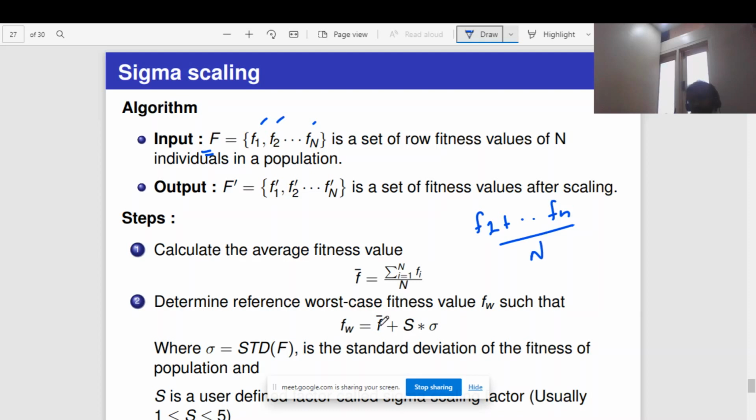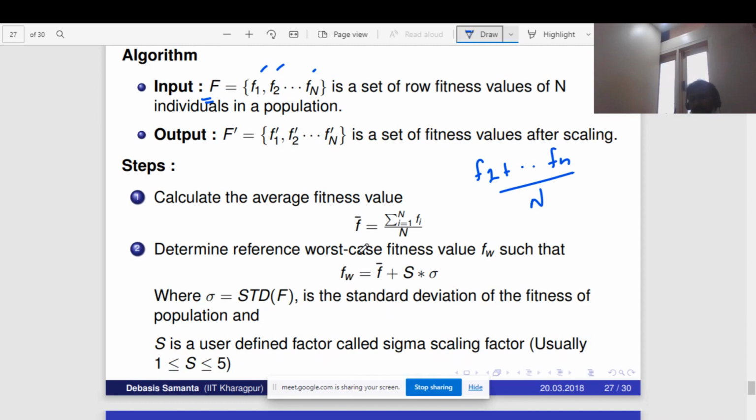Next, we calculate something called fw, where fw is equal to f dash plus s into sigma. Determine the reference worst case fitness value fw. Okay, fw is the reference worst case fitness value, which is calculated as f dash plus s into sigma. What is this sigma? Sigma is nothing but the standard deviation. So what is the formula for standard deviation?